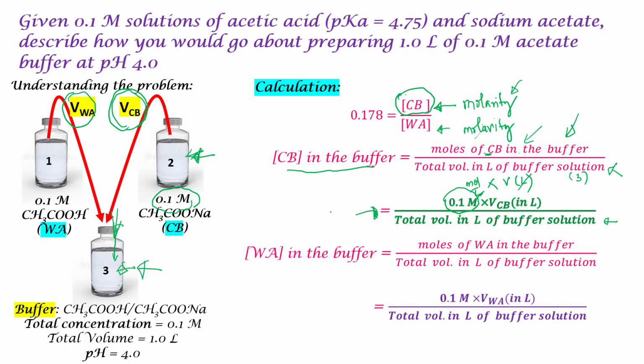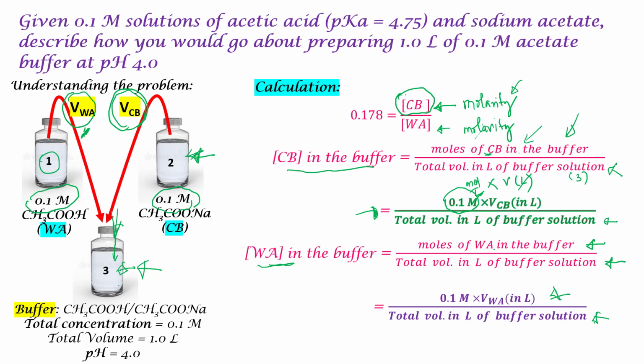If you think about the weak acid in the buffer, the concentration of the weak acid in the buffer is the molarity of weak acid in the buffer. And we know that molarity is given by moles of weak acid divided by the liters of solution. And how do we get the moles of weak acid? We know that the weak acid came from bottle number 1. So we have to take this concentration 0.1 molar, which is the concentration of acetic acid, and we have to multiply it by this volume VWA in liters. When you multiply them together, then you will get the moles, and then the moles will be divided by the total volume of the buffer solution.